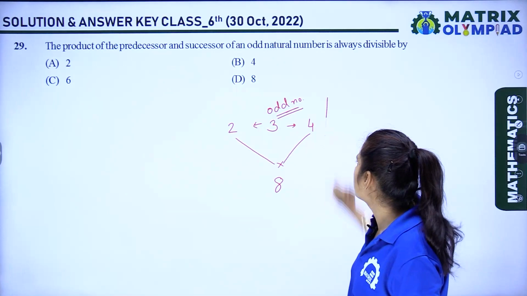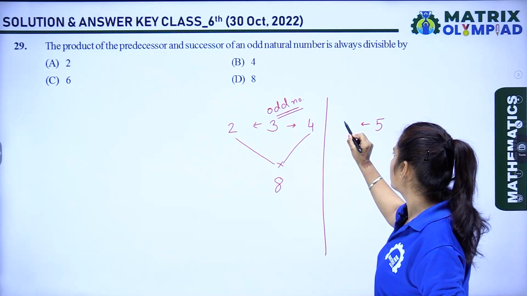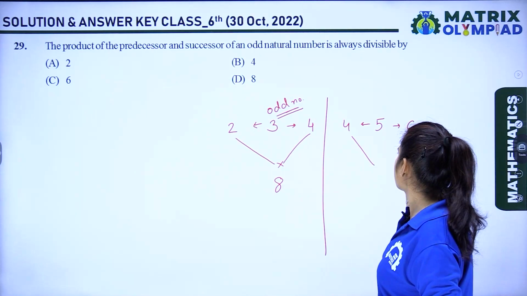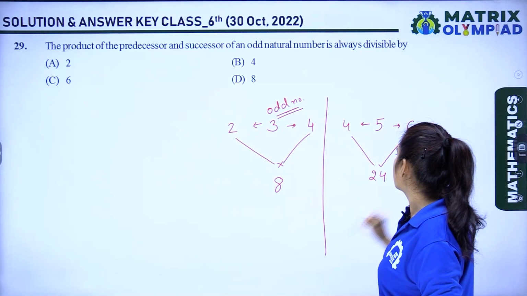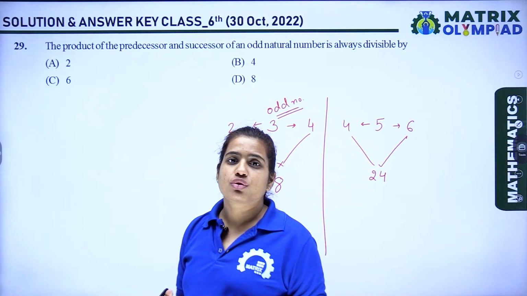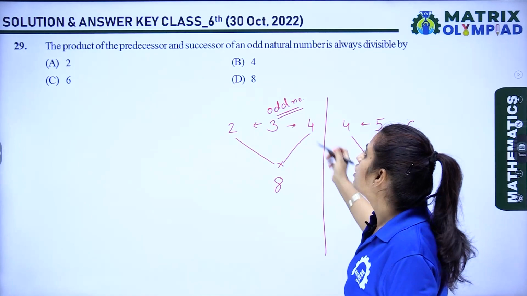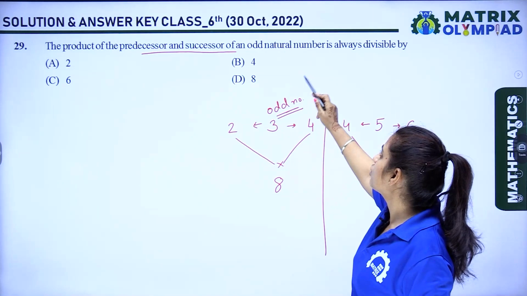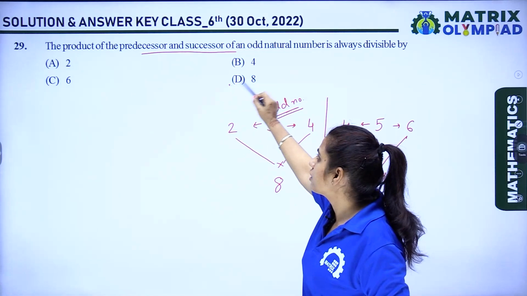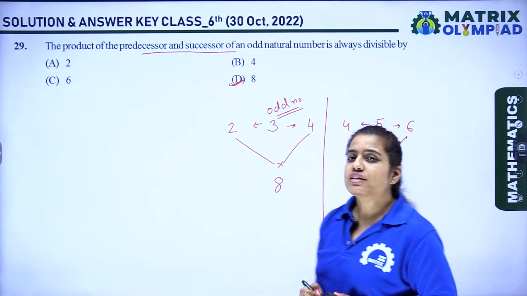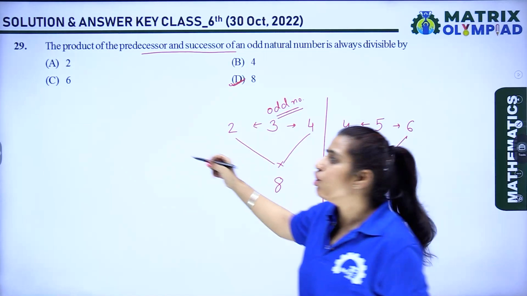Let's take one more example. Let's take an odd number 5. Predecessor of 5 is 4. Successor of 5 is 6. So the product of these two numbers is 24. Now we have to find out 24 is divisible by which of the given options. So here, according to the question, product of the predecessor and successor of an odd number is always divisible by 8. We will choose option 8. Why? The reason behind 8 is 8 is a multiple of 2 and 4.